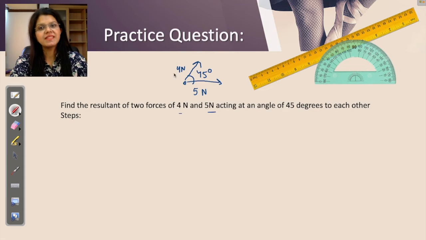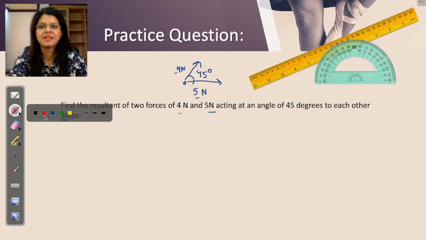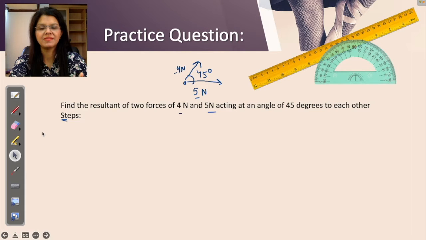So what is the resultant of the forces 4 and 5 in such a scenario when the forces are not in the same line but there is an angle of 45 degrees between them? So let us move step by step. Let us start with what you do as the first thing, which is your step 1.